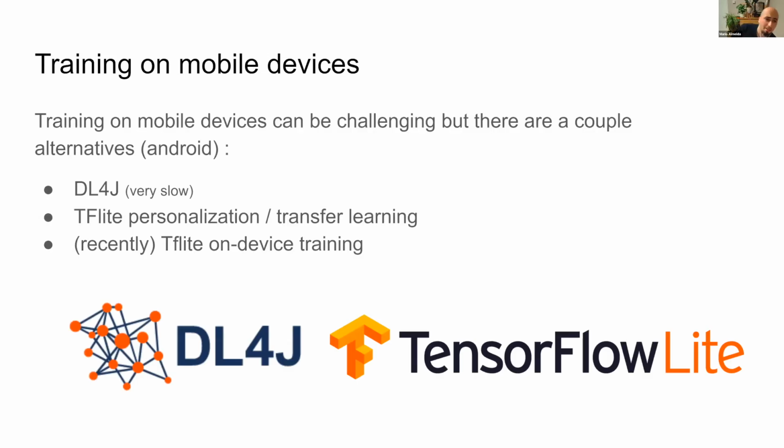Now, training on mobile devices is not as easy as it seems. Until very recently, there weren't that many libraries that enabled training on device. One that has been there for quite a long time is Deeplearning4j for Java, but it is extremely slow to perform training on device. A bit more recently, you had TF-Lite personalization and transfer learning. We will see in the next slide more or less how this works. And very recently, TF-Lite actually introduced on-device training.